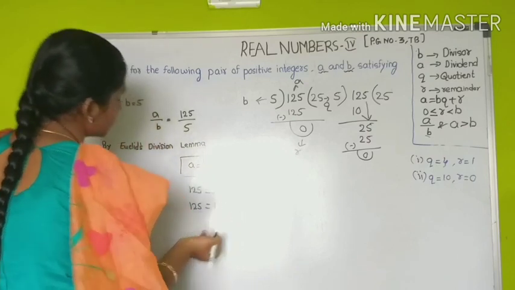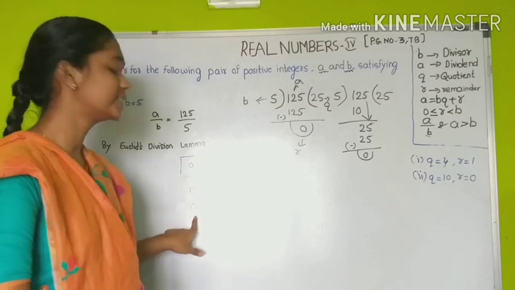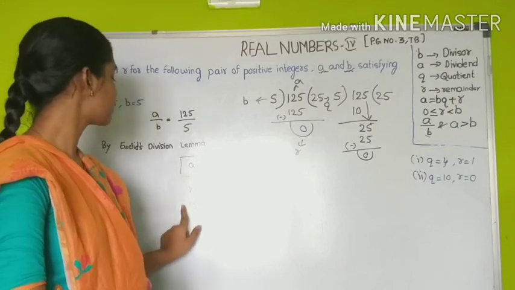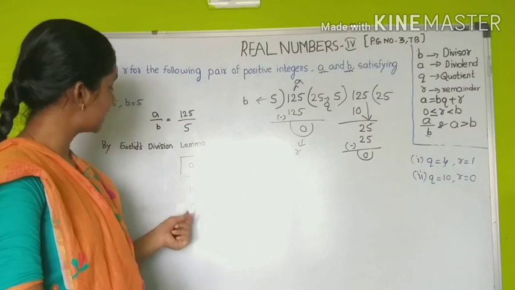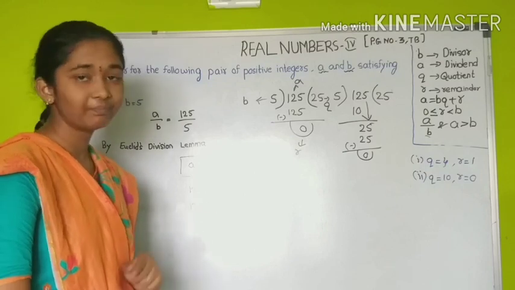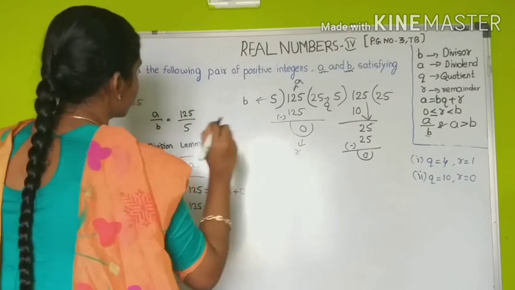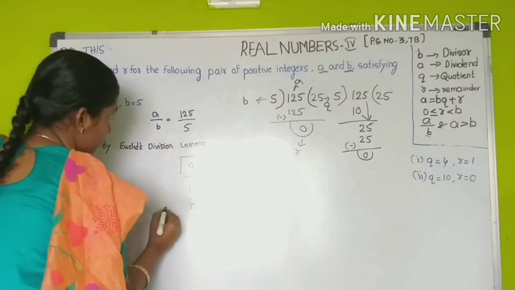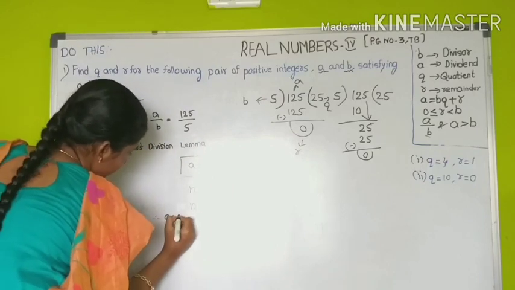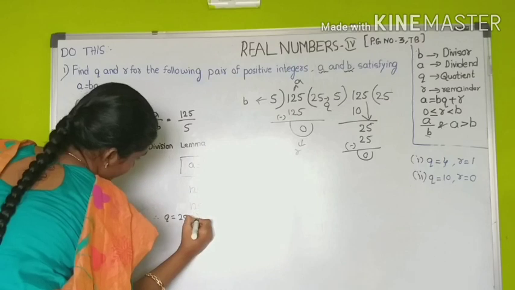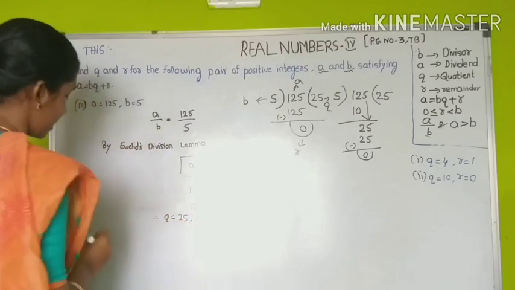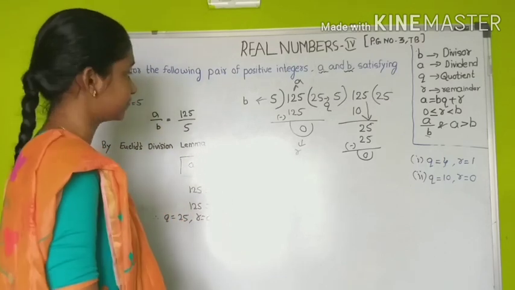And 125 plus 0 is 125, which shows that this satisfies this Euclid's division lemma. 125 is equal to 125, that is LHS is equal to RHS. So it is applicable. So our division is correct, and the value of Q is equal to 25 and the value of R is equal to 0. And we write the same values here.